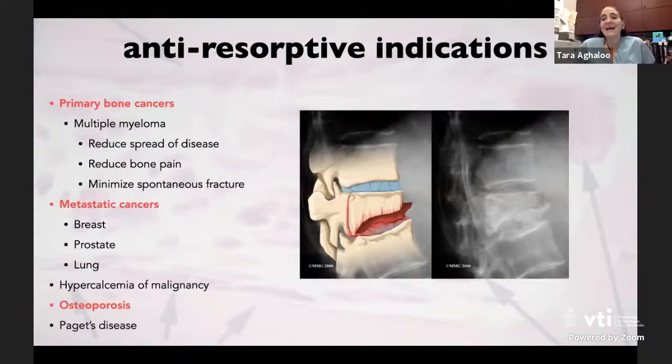And then, of course, one of the last indications for anti-resorptives is Paget's disease. And I've only seen 3 patients with Paget's disease have osteonecrosis of the jaw. So this is certainly much more rare, both in the disease itself and then in the patients getting ONJ with the treatment for their disease.